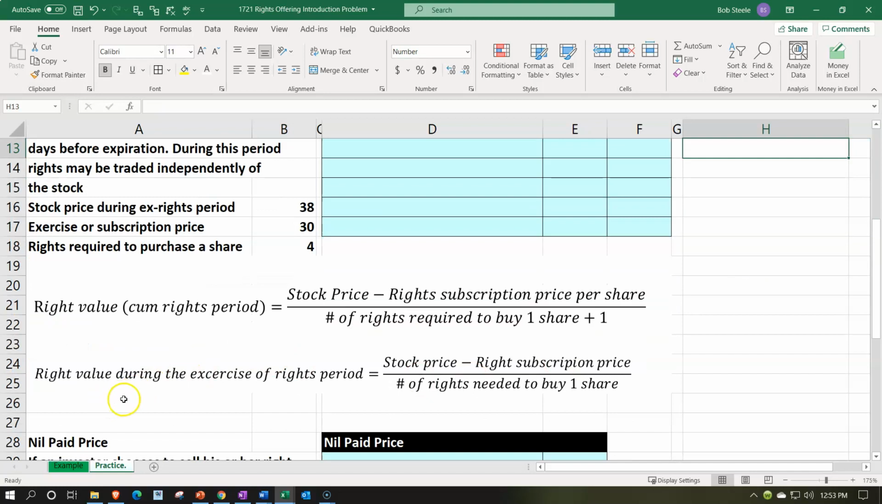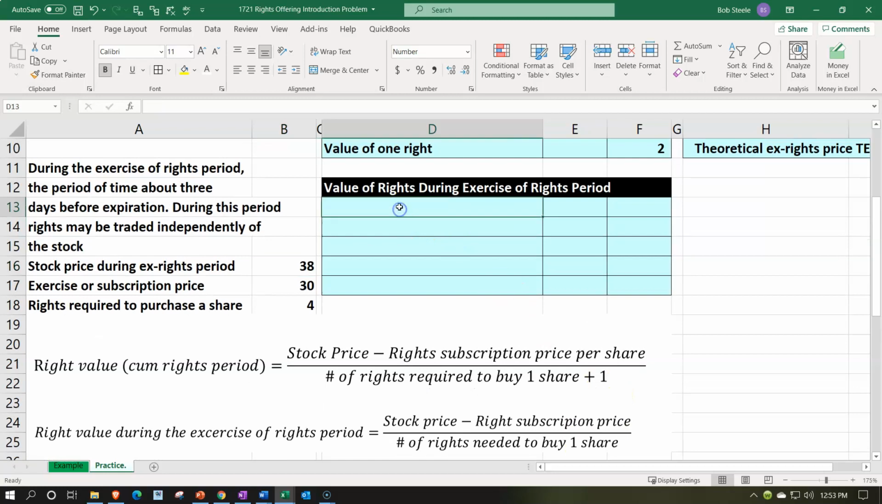This is going to be the rights value during the exercise of the rights period. So now it's a slightly different calculation. With the denominator, we basically took off the 1. So it's the stock price, but now the stock price is different. We're going to assume it's that 38 because now we're at the future time period, minus the right subscription price, over the number of rights needed to buy one share. And then we don't have that plus 1 component.